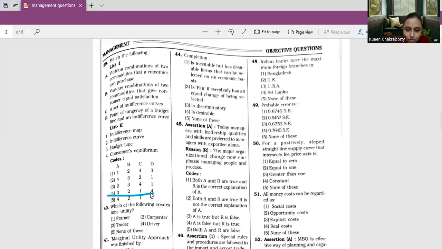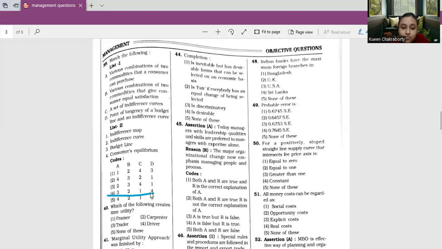Next, moving on to question number 40. Which of the following creates time utility: farmer, carpenter, trader, or a driver? See, who creates time utility? What is time utility? Changing the time utilization creates time utility. It is derived by storing the commodity from the time of production or procurement to the time of consumption. For example, storing apples or other fruits in cold storage in the off season to take advantage of a rise in prices is an instance of time utility.